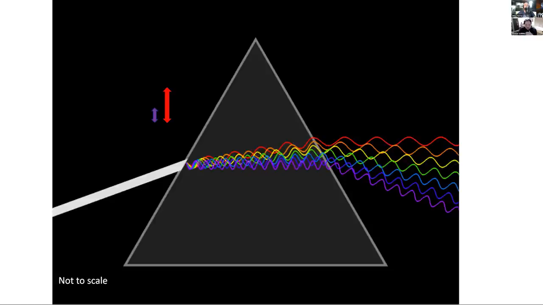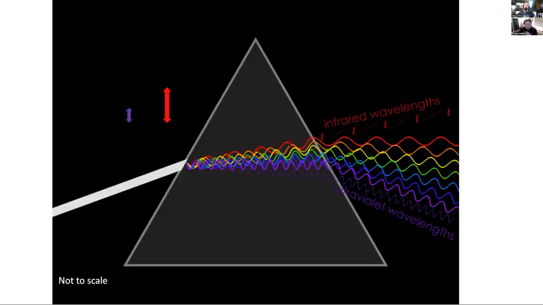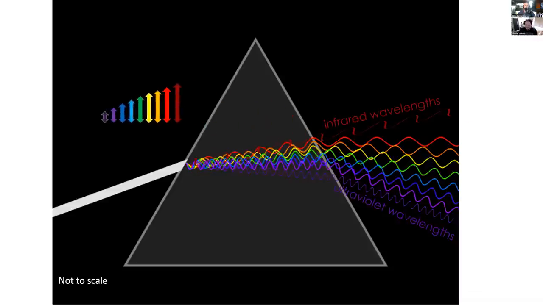And of course, you can go longer than red, and we get infrared. That's what infrared is. It's the longer than red wavelengths. And we can do the other way. We can go shorter than violet and we end up with ultraviolet. That's what that means. And of course, we can plot that on a scale. So we can get all of the colors and put them in order. And we have ultraviolet, and then the rainbow colors: violet, indigo, blue, green, yellow, orange, red, infrared. And that's just them in order of wavelength.